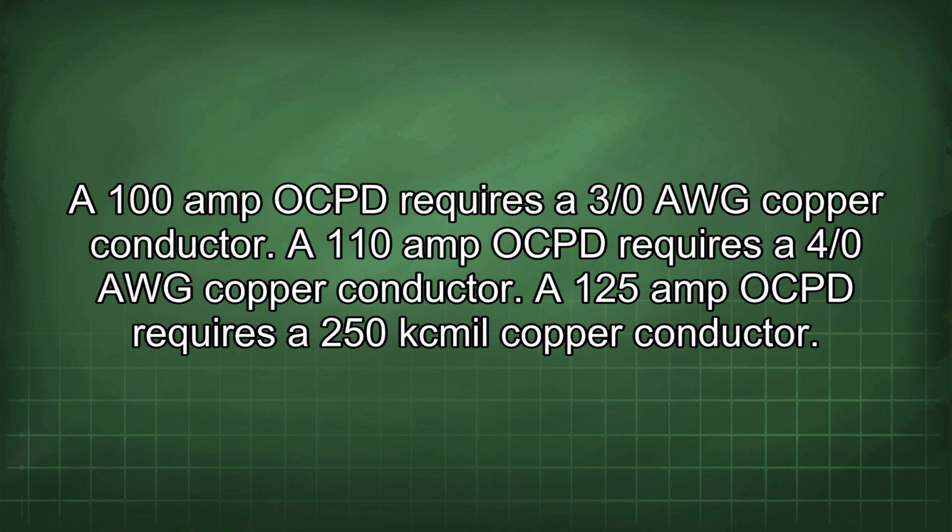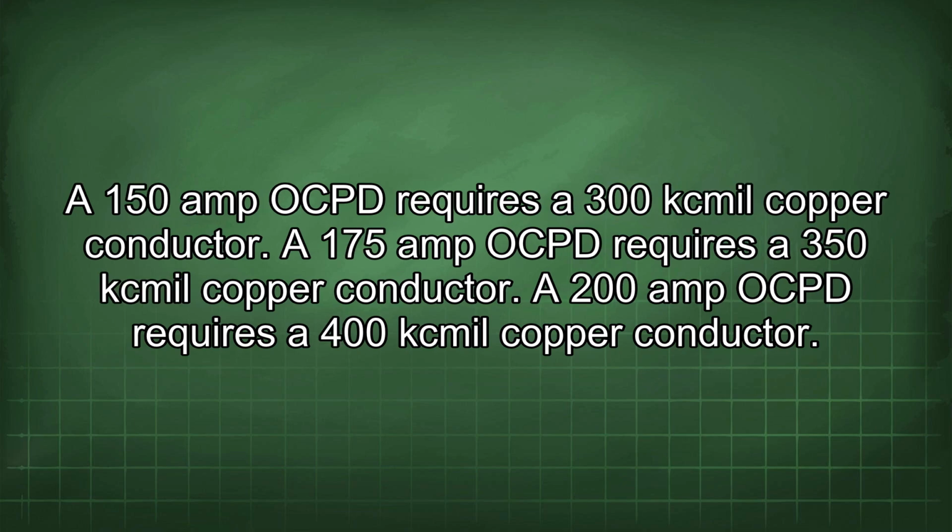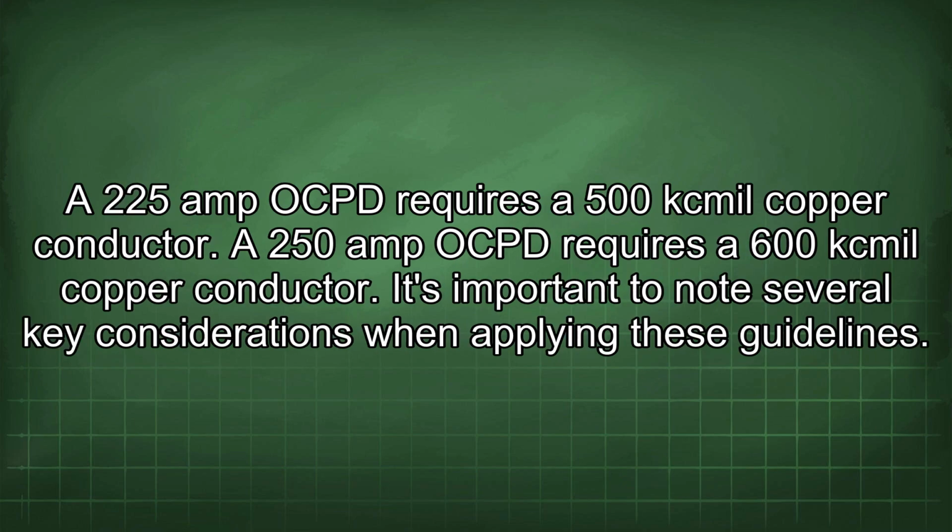A 125 amp OCPD requires a 250 kcmil copper conductor. A 150 amp OCPD requires a 300 kcmil copper conductor. A 175 amp OCPD requires a 350 kcmil copper conductor. A 200 amp OCPD requires a 400 kcmil copper conductor. A 225 amp OCPD requires a 500 kcmil copper conductor. A 250 amp OCPD requires a 600 kcmil copper conductor.